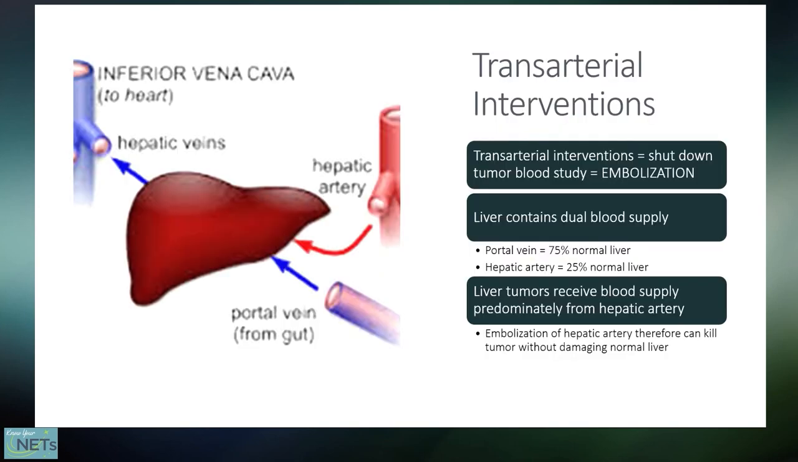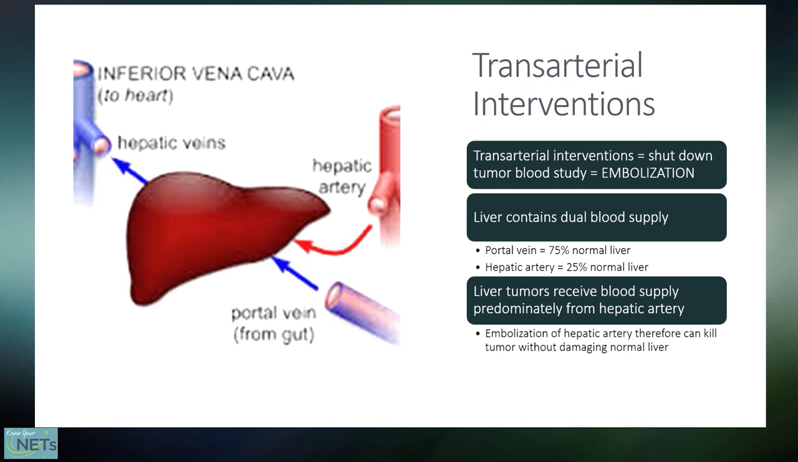So for transarterial interventions, we really rely on the concept of the dual blood supply in the liver. And we're lucky because the normal liver actually gets most of its blood flow from the portal vein, whereas tumors almost exclusively get their blood supply from the artery. And so we capitalize on that principle by going into the arteries and staying away from the veins and shutting those arteries down and effectively killing the tumor in the process.